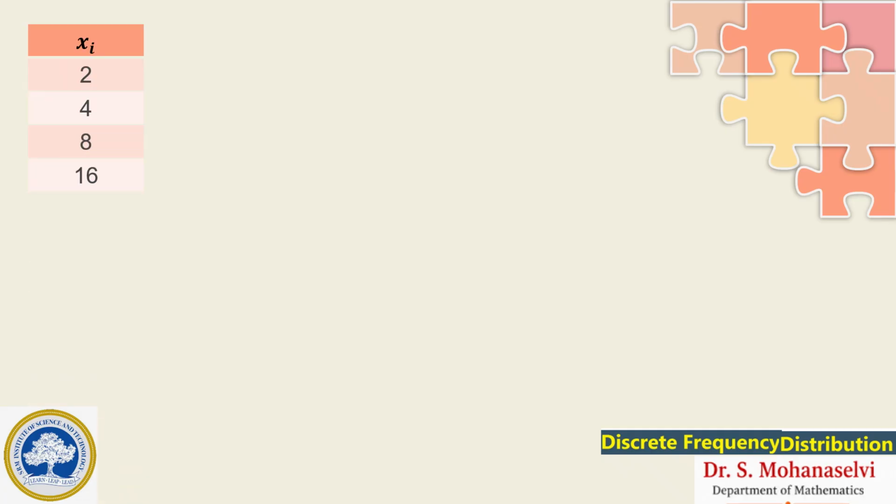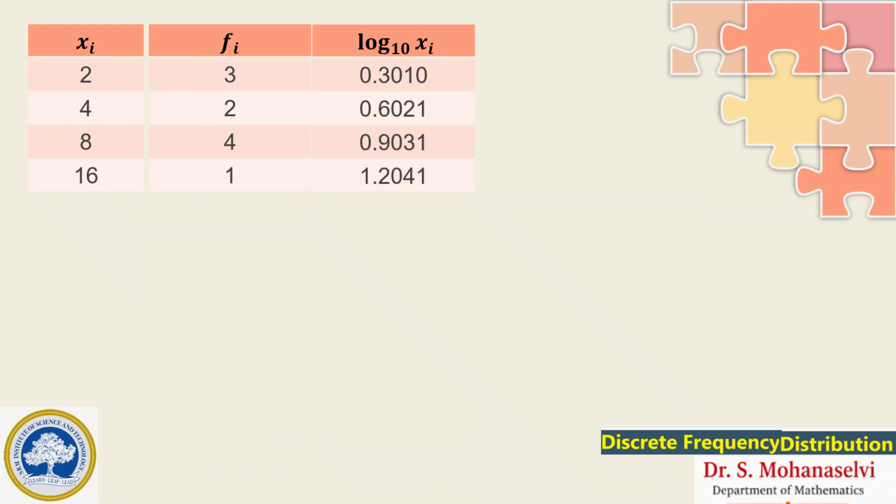Now let us complete the calculation of the geometric mean. We first calculate the logarithms of each of the xi values. Here the xi values are 2, 4, 8 and 16. So the corresponding logarithmic values: log 2 to the base 10 will be 0.3010. Log 4 to the base 10 will be 0.6021. Similarly, we find the log value for the remaining observations.